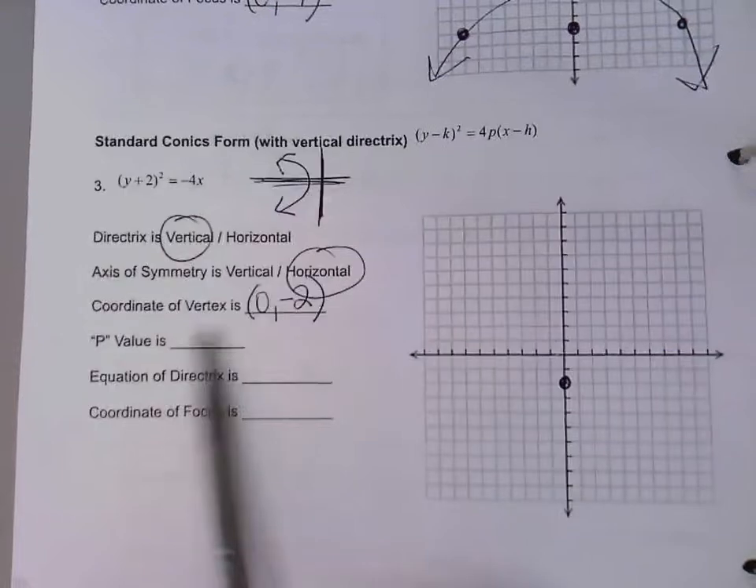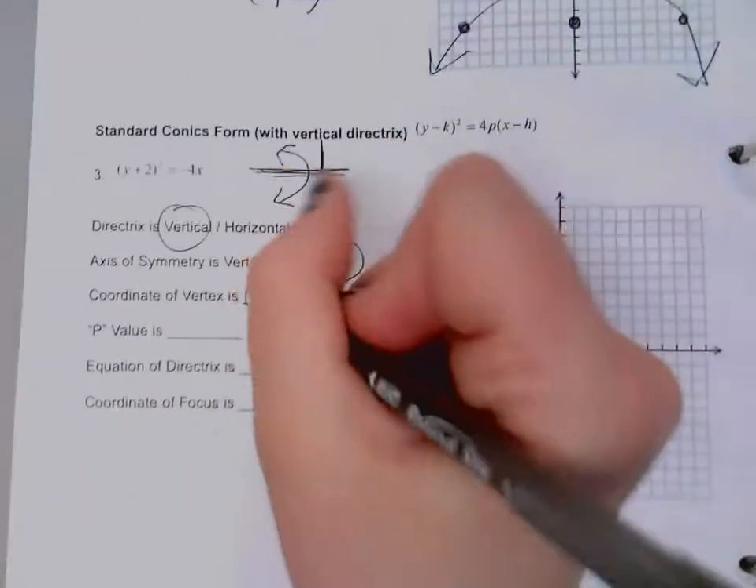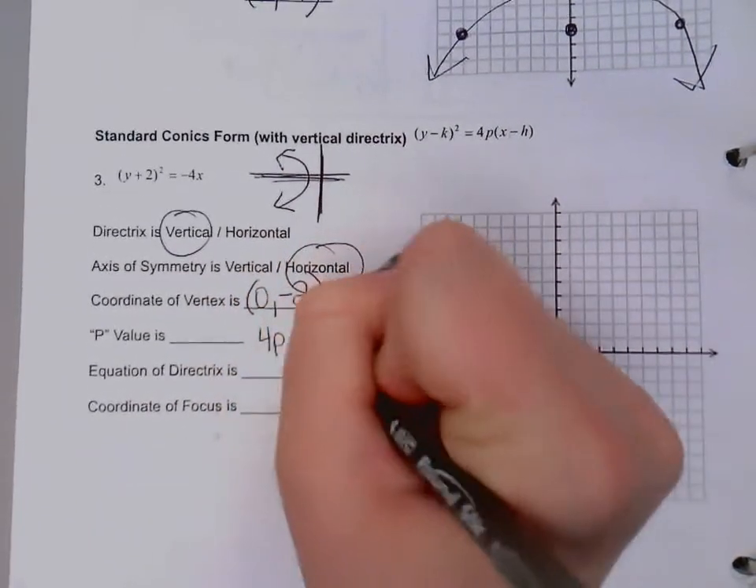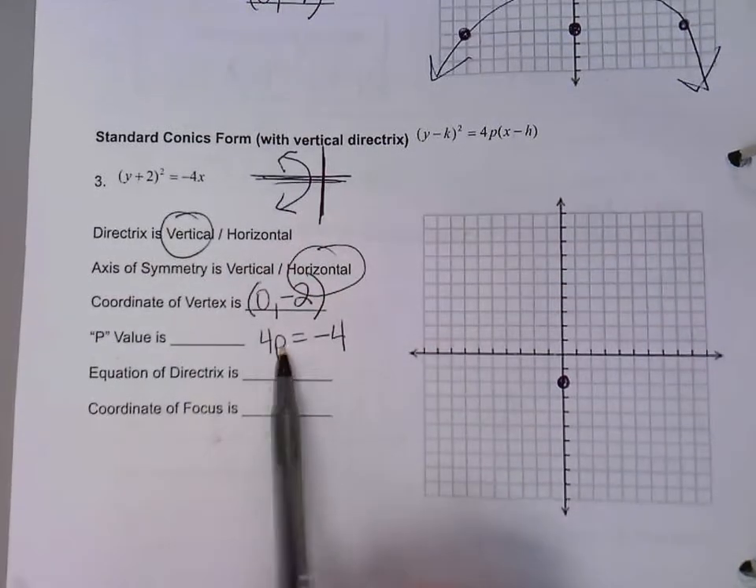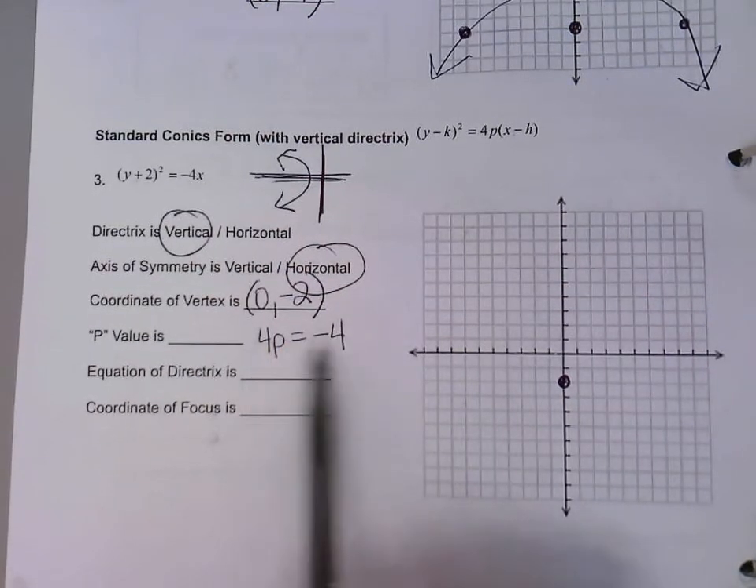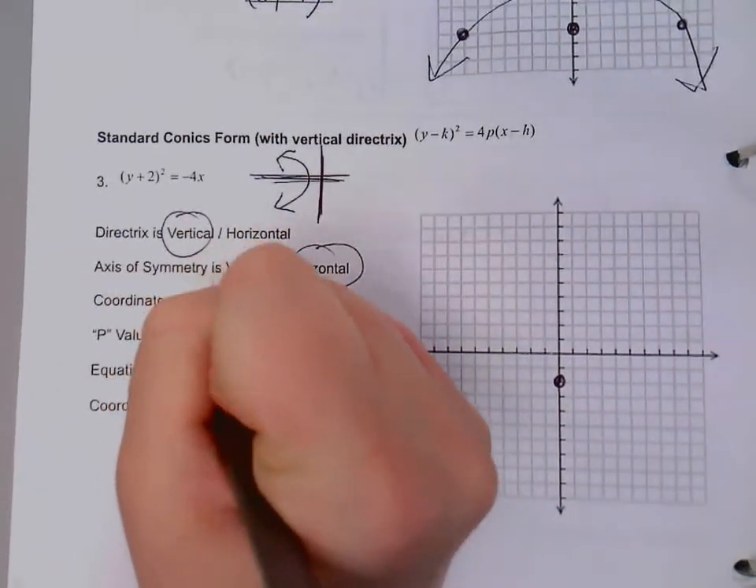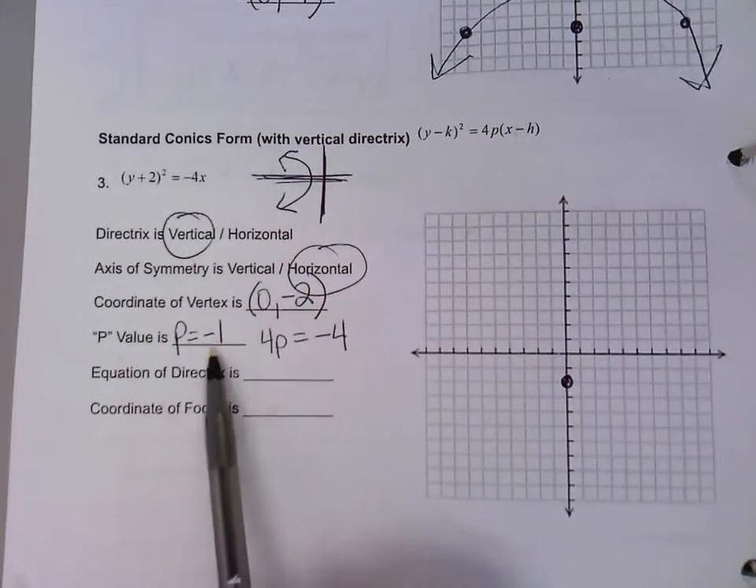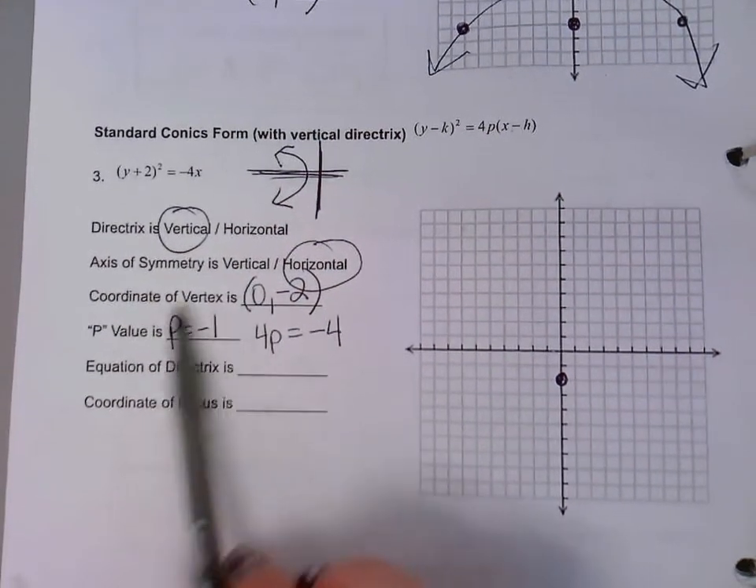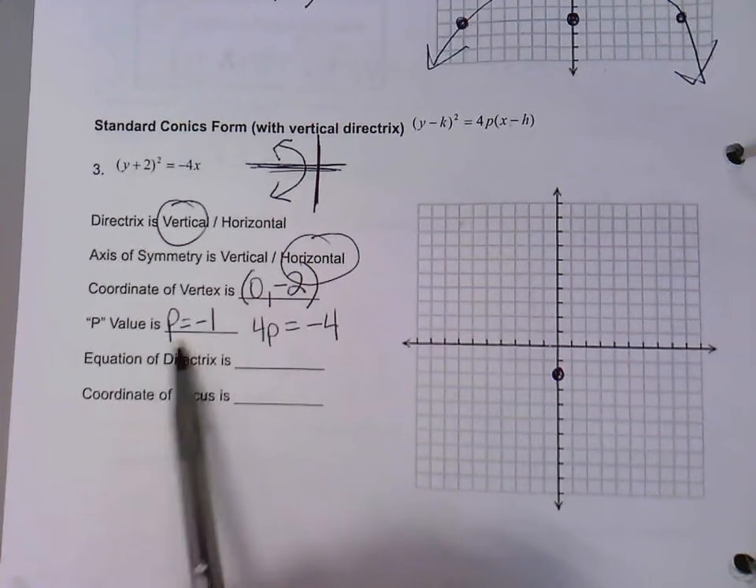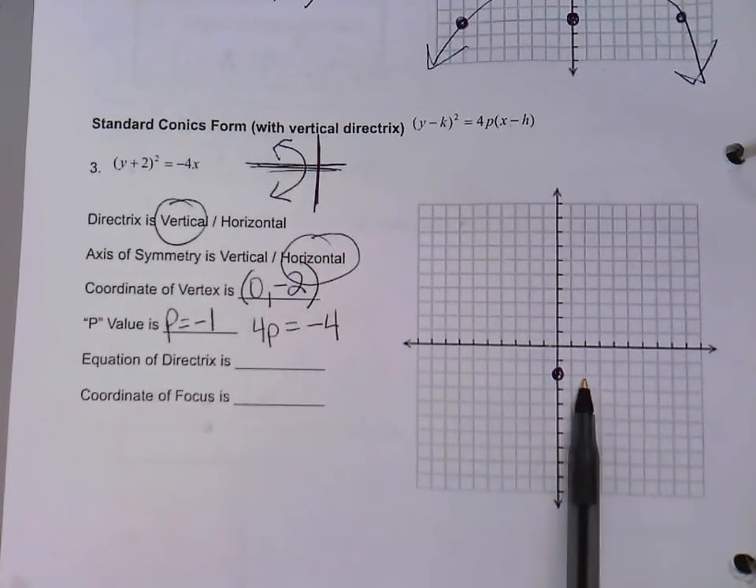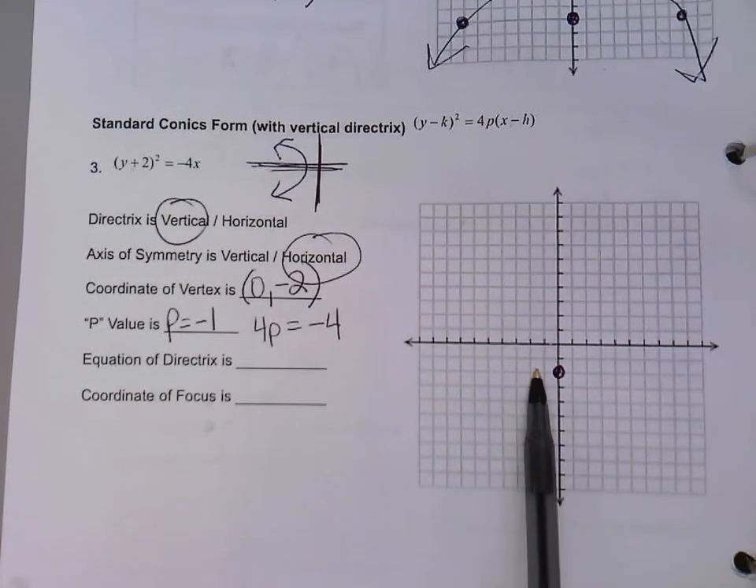My p-value: if 4p is -4, when I divide by 4, p by itself is just -1. So you need that p-value by itself because that's how much you're opening with your vertex, or from your vertex to your focus and your directrix.